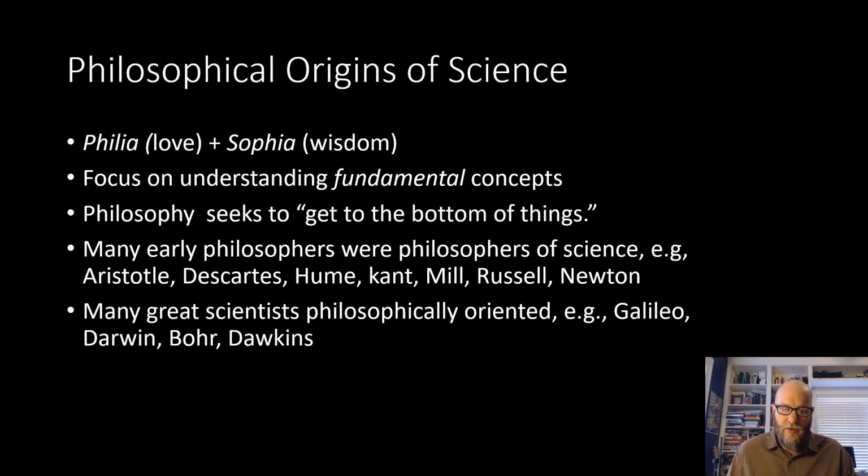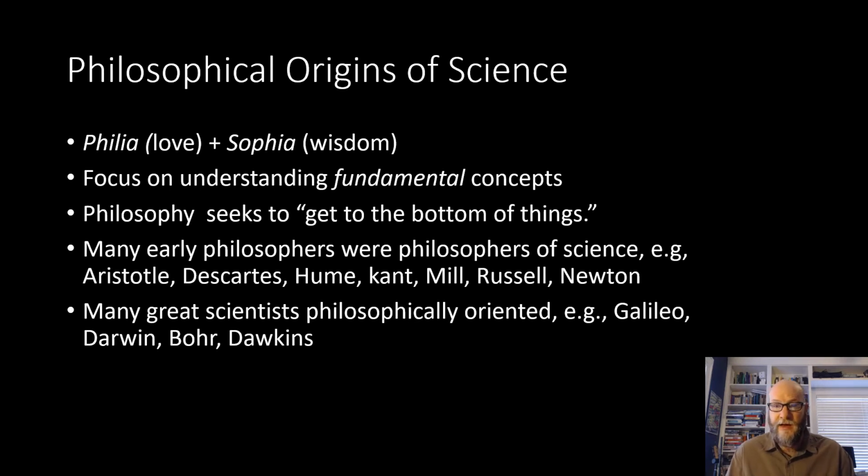So many of the earliest famous philosophers were also philosophers of science. They did focus on all aspects of science in their work. Aristotle, Descartes, David Hume, Immanuel Kant, Stuart Mill, Bertrand Russell, Isaac Newton. These are all philosophers in the Western tradition who had great contributions to make, not only to philosophy but to science, and some of them key contributors, especially Isaac Newton and Aristotle and Descartes. So there are many great scientists who were philosophically oriented.